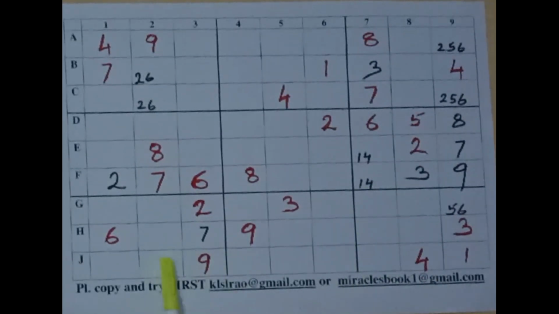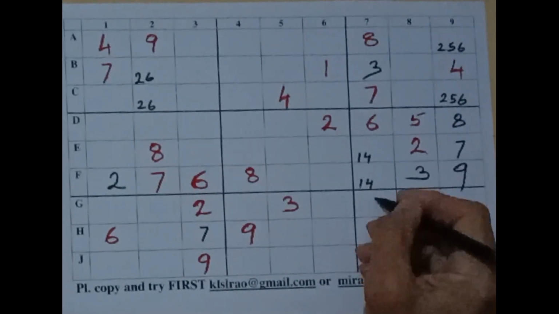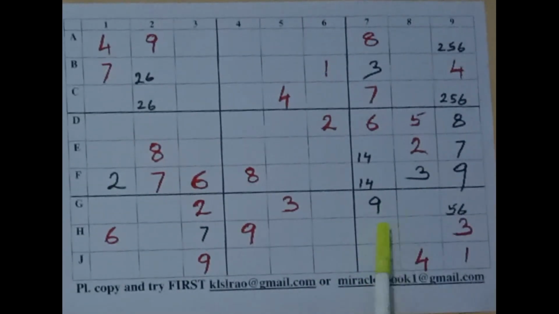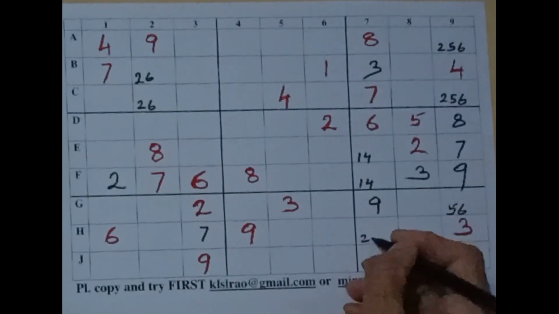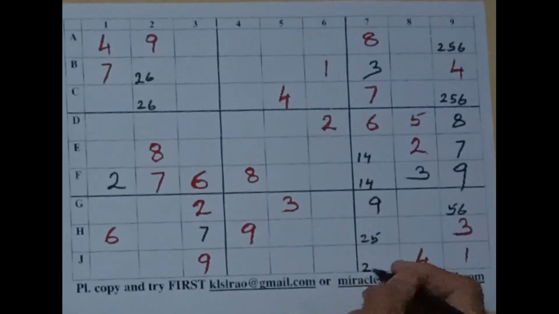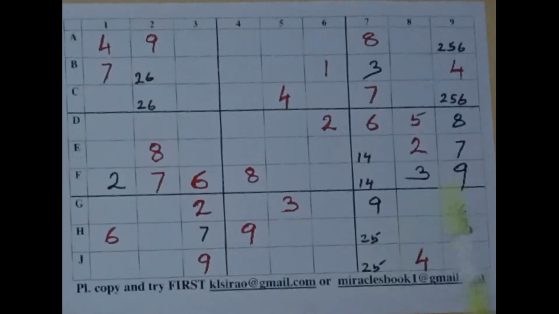2, 5 and 9. We have a 9 here, we have a 9 there. So let us confirm 9 here. And this is for 2 and 5. Let's write that 2 and 5 as a pair there. 2 and 5.